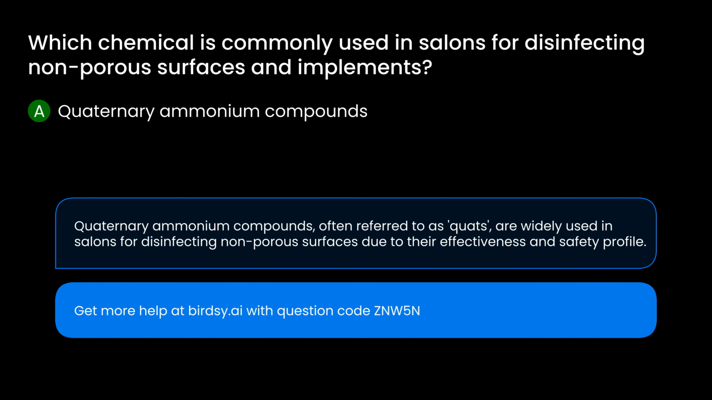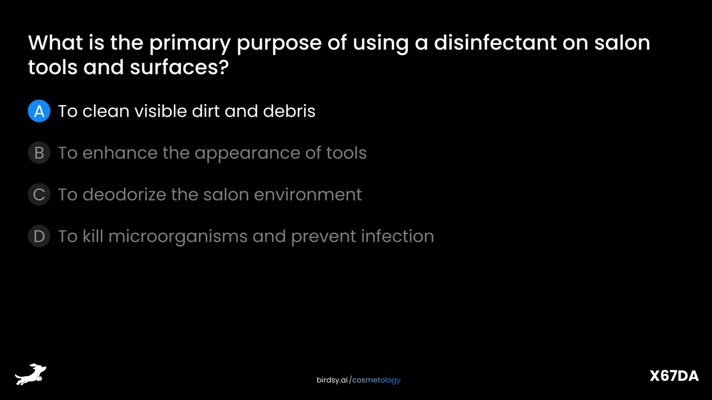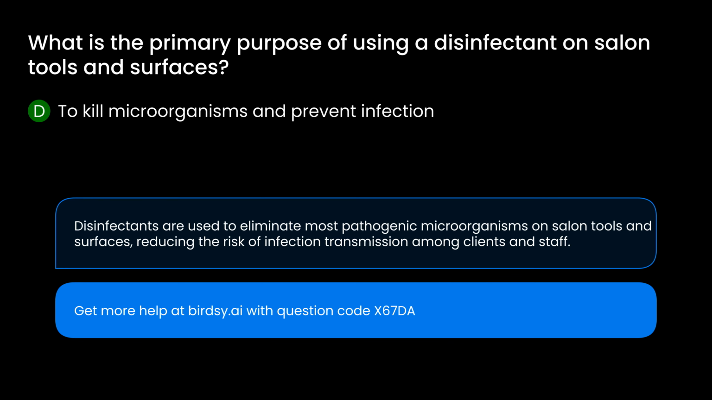What is the primary purpose of using a disinfectant on salon tools and surfaces? Is it A, to clean visible dirt and debris? B, to enhance the appearance of tools? C, to deodorize the salon environment? Or D, to kill microorganisms and prevent infection? The answer is D, to kill microorganisms and prevent infection. Disinfectants are used to eliminate most pathogenic microorganisms on salon tools and surfaces, reducing the risk of infection transmission among clients and staff.